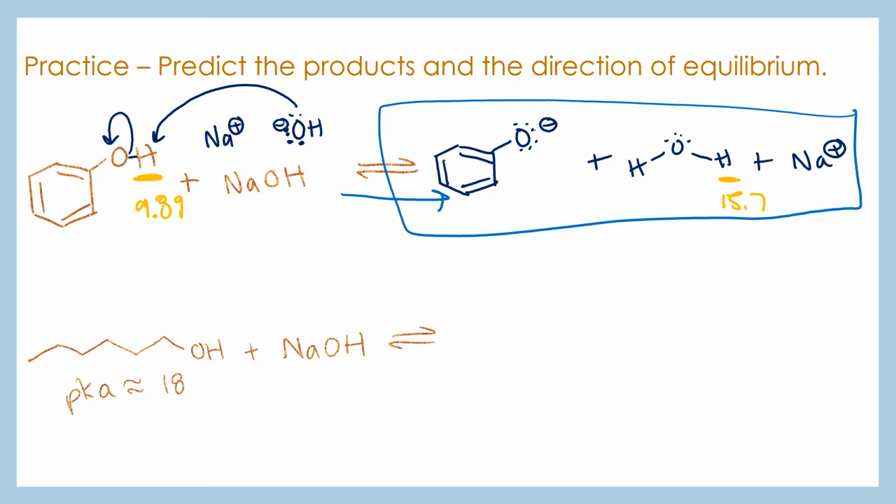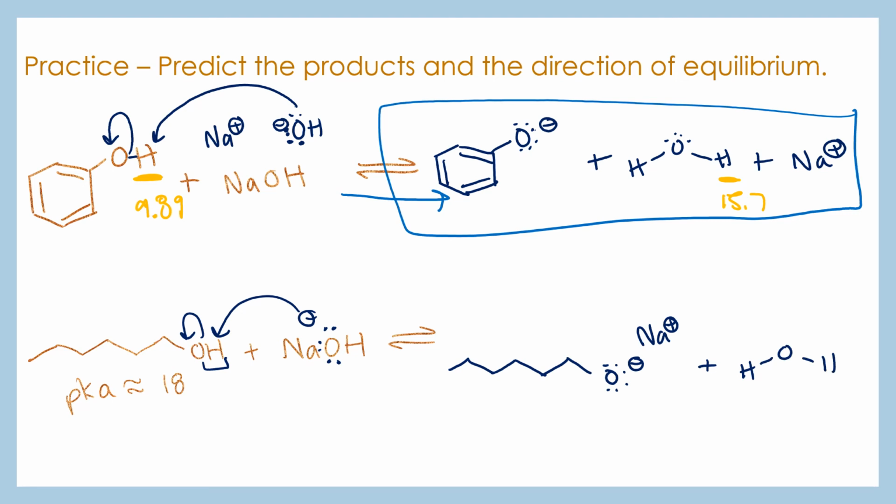Now let's look at the bottom one. We have hexanol. That's 1-hexanol. The pKa of this proton is around 18. If we take our hydroxide and deprotonate it, we end up with an oxygen with a negative charge, counter ion sodium plus, and water.